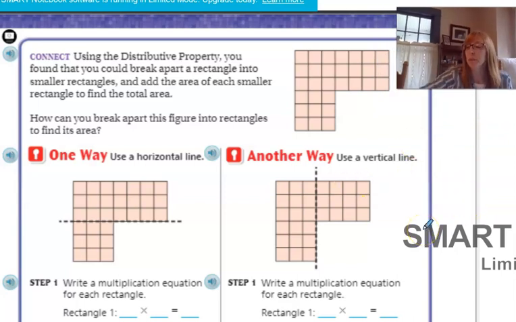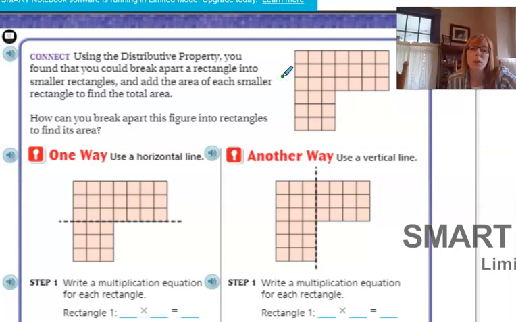All right, so next you are going to turn the page. Okay, so this one, you can look at these rectangles, well, they're not rectangles yet. We're going to make them into rectangles, but you can use the distributive property, which is what we just did. You found that you could break apart the rectangle into smaller rectangles and then add the area of each of the smaller rectangles to find the total. So we were distributing our numbers in different ways. So if you look right here, the question is, how can you break apart the figure into rectangles to find its area?